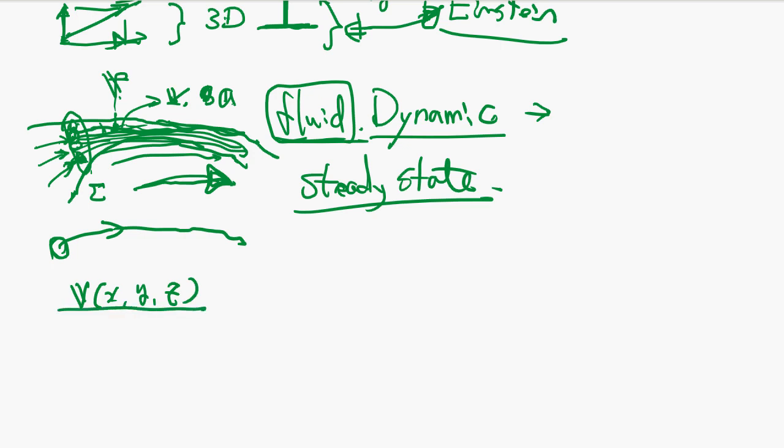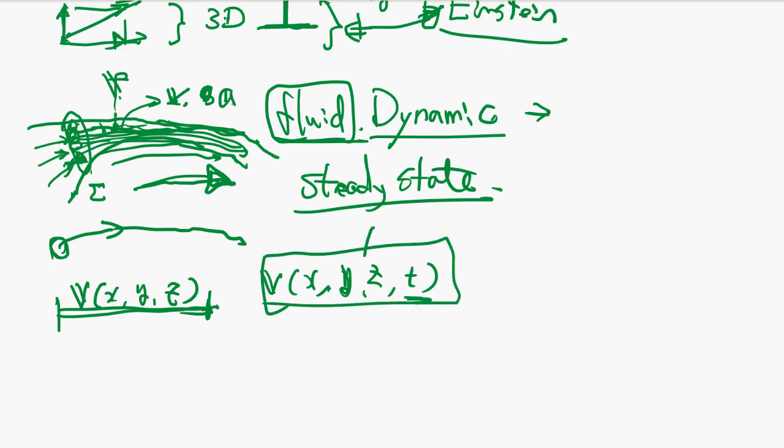Okay, if we can get this one, we can pretty much analyze everything. Okay, so if it's not steady state, it's going to be x, y, z, and its function changed by time. And we worry about this later. It's complicated.